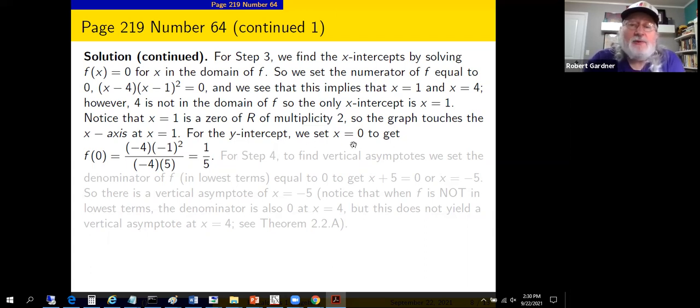Y-intercept, we'll plug in x equals 0, plug x equals 0 into the original function. It looks like you produce f of 0 is 1/5. So that'll give us the y-intercept of 0, 1/5 as a point.